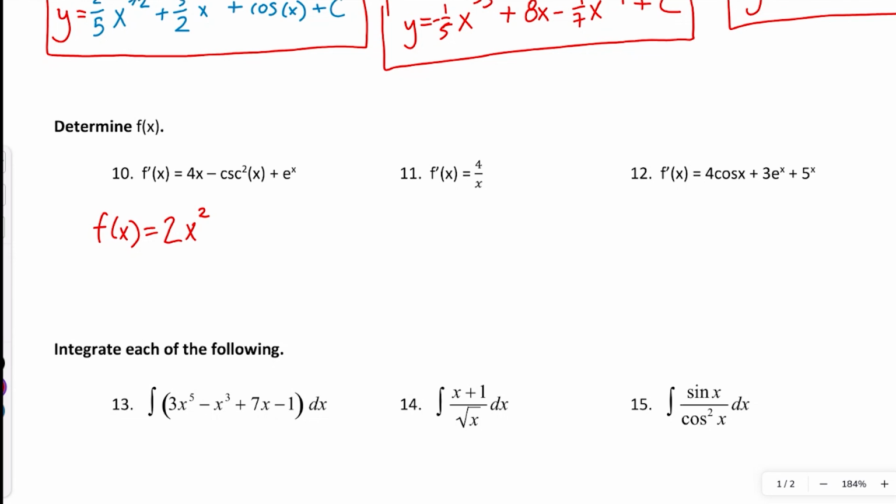The integral of cosecant squared is negative cotangent. Okay, so if I have negative cotangent, that's just going to be positive cotangent x. And then the integral of e to the x is just e to the x. So plus e to the x, and then, of course, plus c.